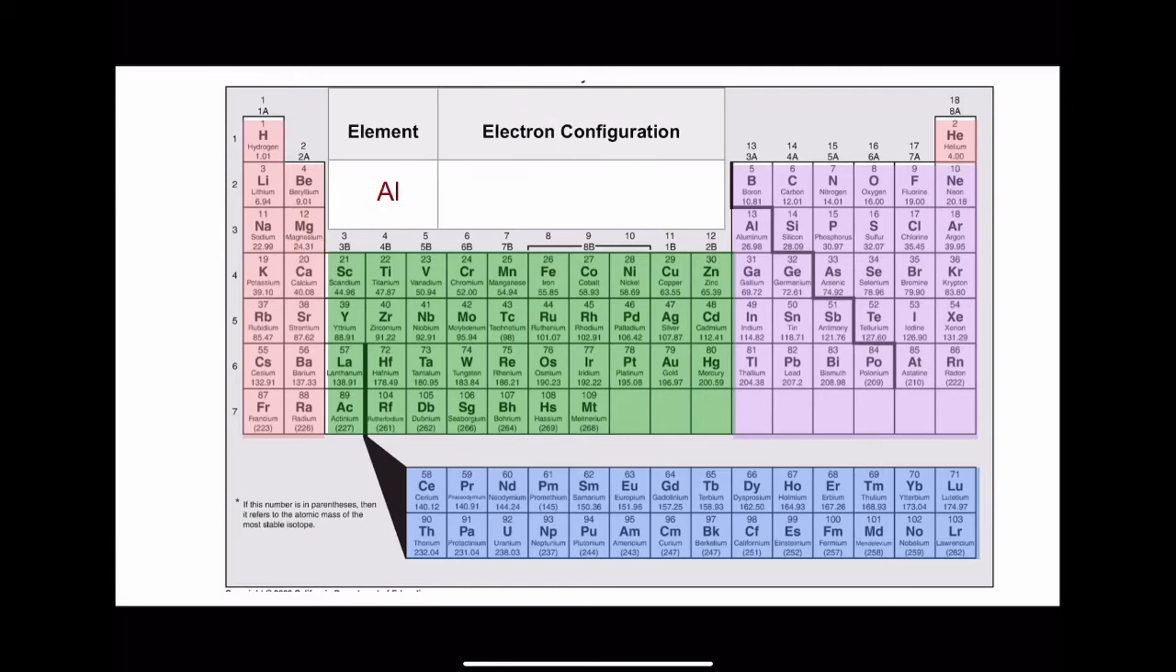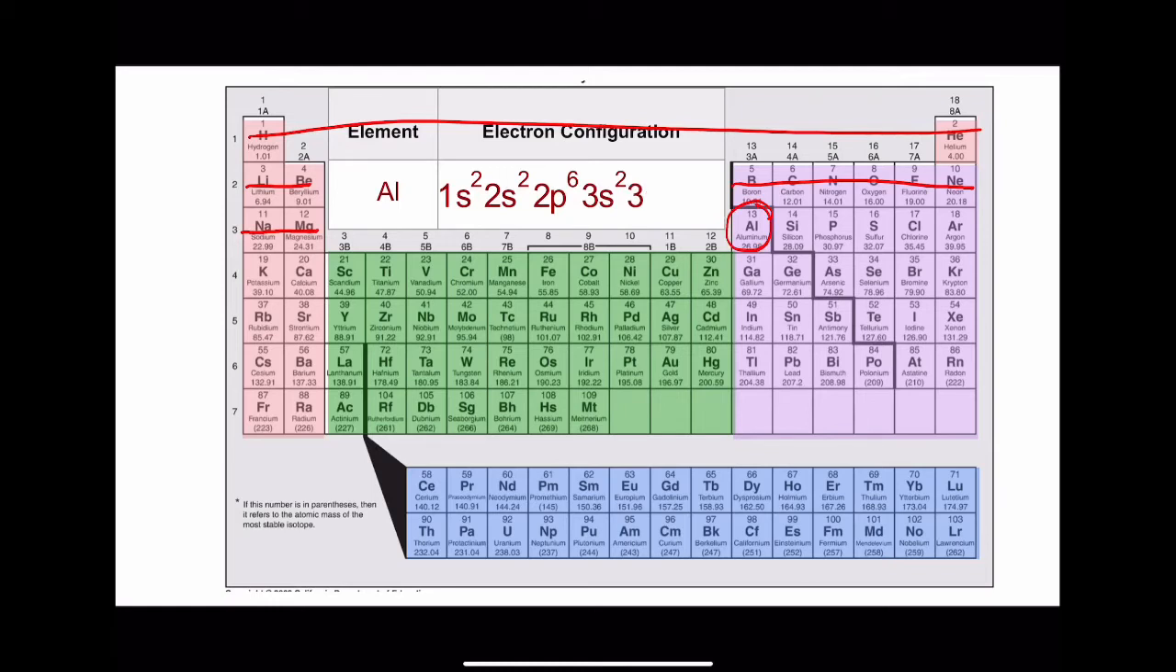For aluminum, we have 1s2, 2s2, 2p6, 3s2, and we stop right here. So our last term is 3p1. Again, we've reached a P block. So at this point, what I can do is now just change this number only, because remember that number can go all the way up to 6.